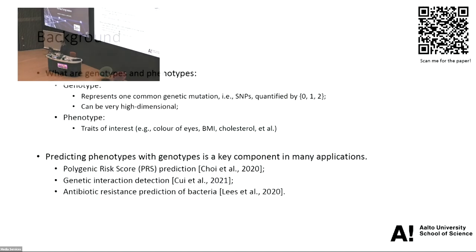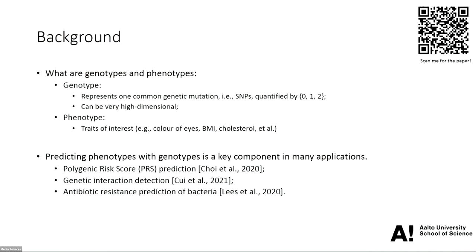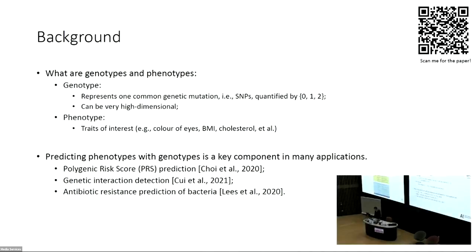In this paper, we deal with a specific application in genetics, which is genotype-phenotype prediction. In case you don't have a genetics background, I will introduce some terminology. First, a genotype is a typical genetic mutation, also called SNPs. SNPs can only take values 0, 1, and 2. In practice, SNPs can be very high dimensional. For example, it's very easy to have tens of millions of SNPs in your dataset.